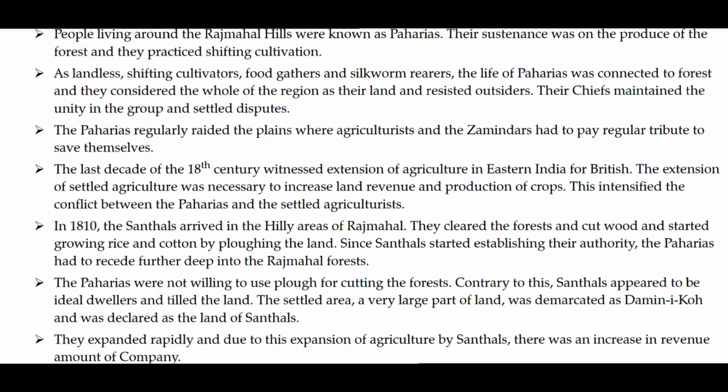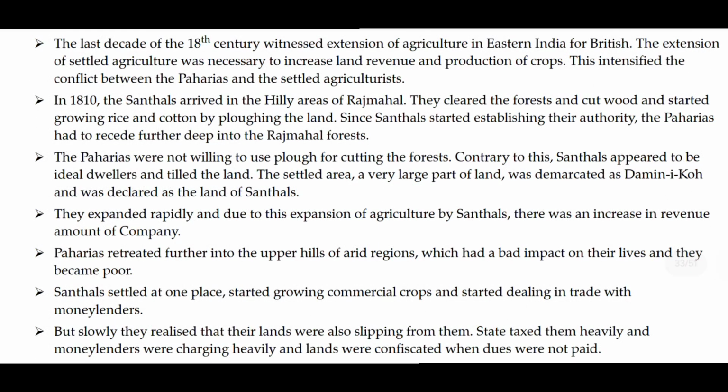In 1810, Santhals arrived in the hilly areas of Rajmahal. They cleared the forest and cut wood and started growing rice and cotton by plowing the land. Since Santhals started establishing their authority, the Paharias had to recede further deep into the Rajmahal forest. The Paharias were not willing to use the plough for cutting the forest. Contrary to this, Santhals appeared to be the ideal dwellers and tilled the land.